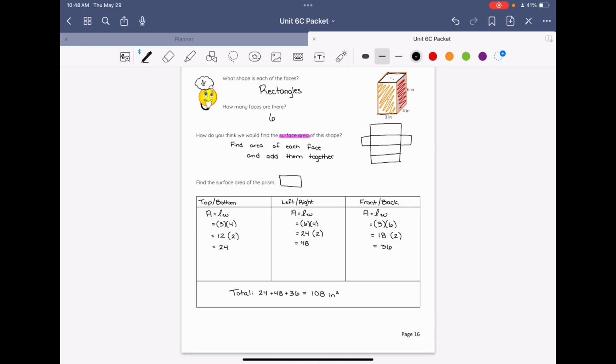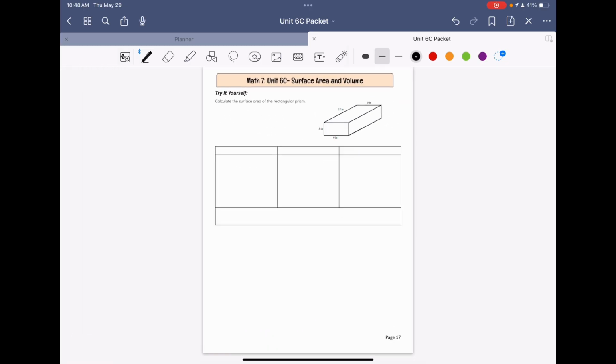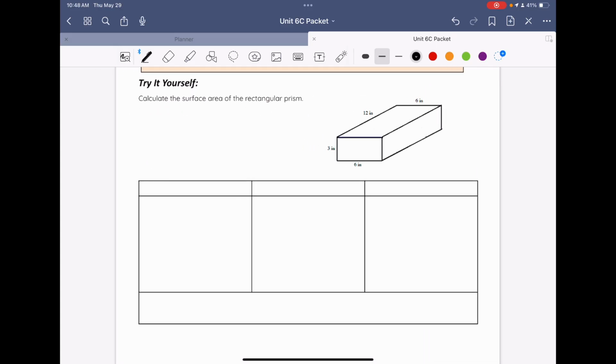All right, on the next page, I want you to try that on your own, so you can go ahead and look back at the one we just did together. Section it off: top, bottom, left, right, front, and back, and solve each of them and add them up. Please pause the video, try it out. When you're all set, unpause and check.